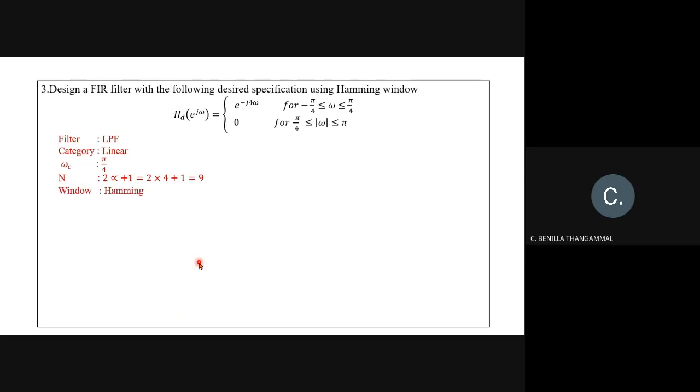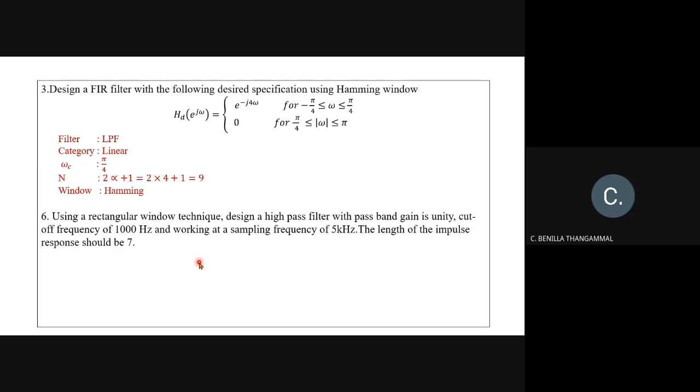Apart from that, the cutoff frequency might be given in terms of hertz. If they give it in terms of hertz, you have to convert your cutoff frequency using the formula 2 pi fc divided by the sampling frequency. Here it is said to be ideal because of the keyword passband gain is unity. And N is 7 and the window is going to be rectangular. So these are all the possible ways of asking your window technique.